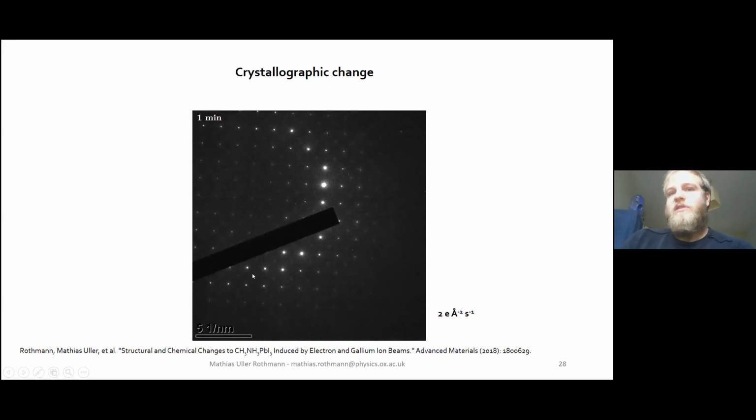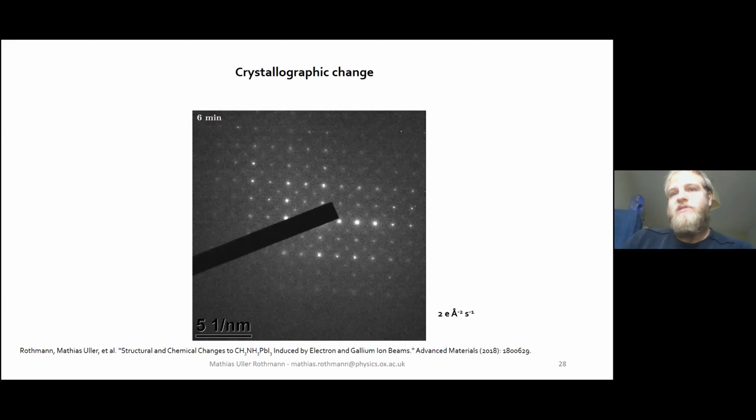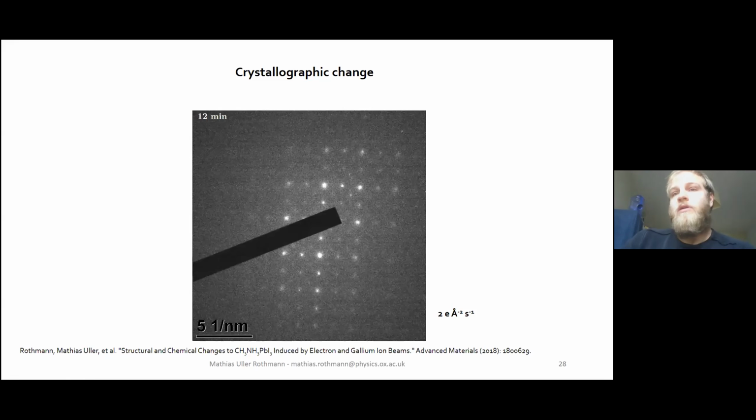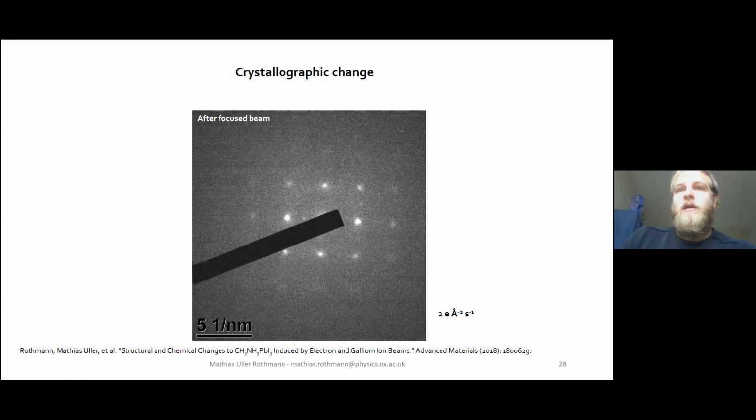So now we've lost these domains, and we start seeing the appearance of additional spots, which tells us there's some ordering going on as we're exposing it more and more. But eventually, that ordering disappears again. And if we focus the beam in the same area, we see a completely different diffraction pattern. Now, this looks quite pristine. If you were to give me this and say this is a crystalline material, I'd say, yeah, for sure, definitely crystalline. But it's definitely not the material we were looking at before.